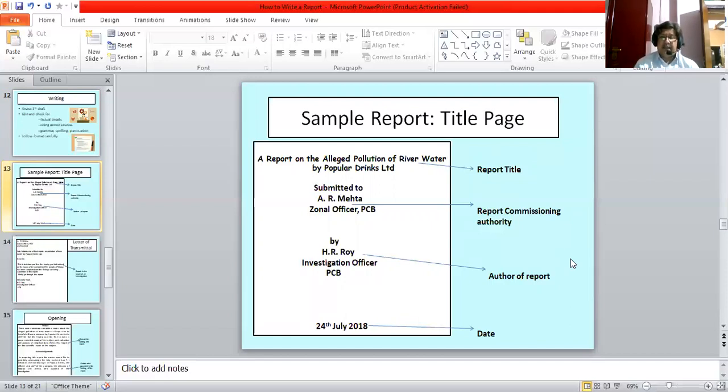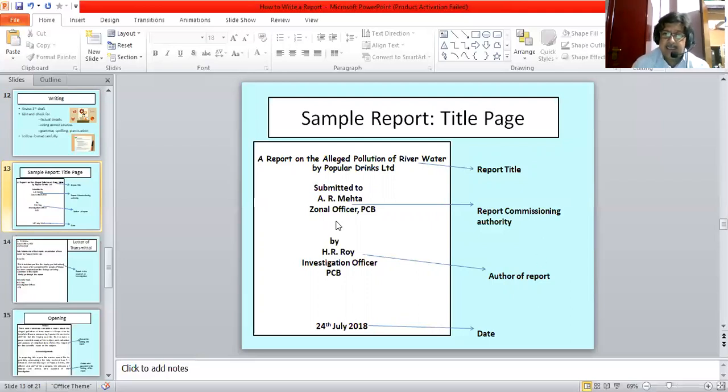Also, this is the person to whom the report will be ultimately submitted. So the letter of transmittal, which is going to follow after this title page, is going to be addressed to this person, who will be the reader of the report. Then comes the name of the author of the report, H.R. Roy, and he is the investigation officer sent by the Pollution Control Board to investigate this particular incident or this problem.